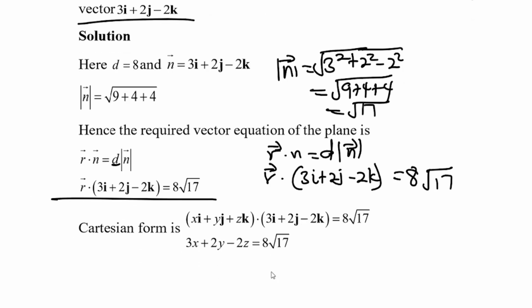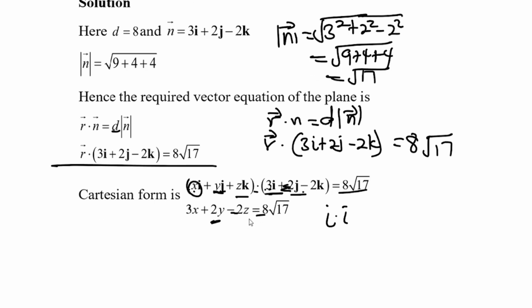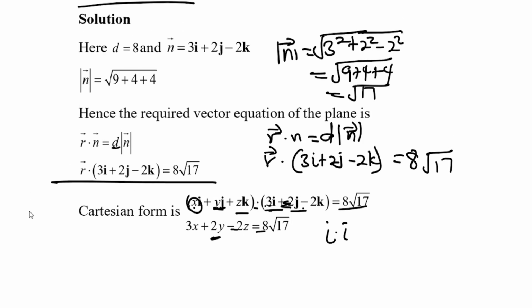Now, in Cartesian form, we have xi plus yj plus zk dot the vector given, which is 3i plus 2j minus 2k, equals this. So when you dot this one to this, you are going to have 3x. Because we know that i dot i is equal to 1 and i dot j is equal to 0, xi dot 3i gives us 3x. And then 2 times this will give us 2y. This one gives us negative 2z, and that is equal to 8 root 17.